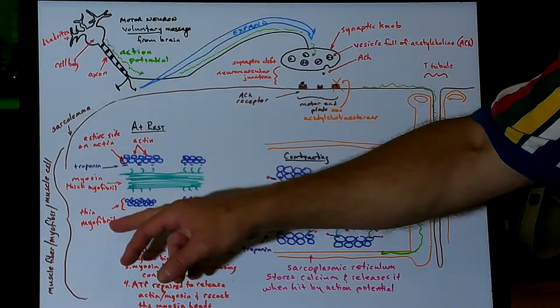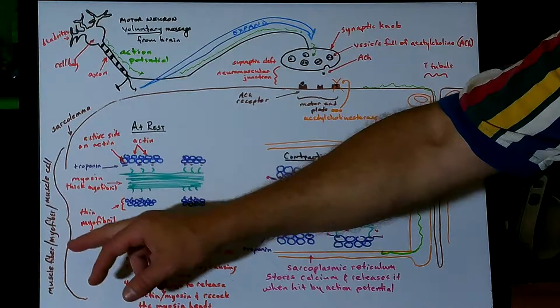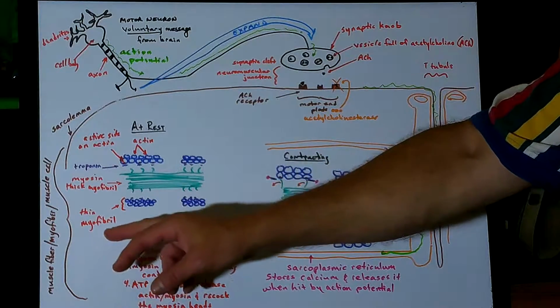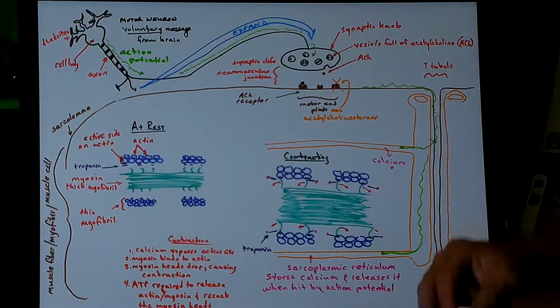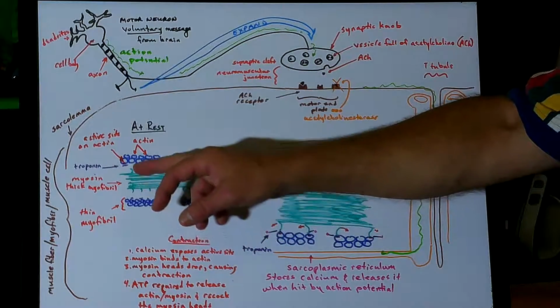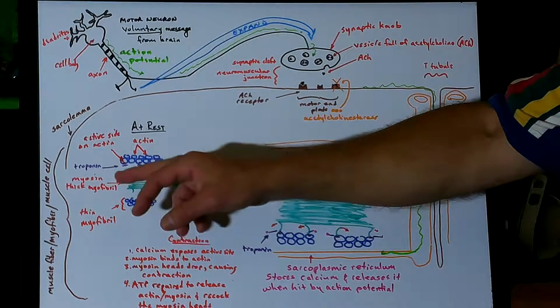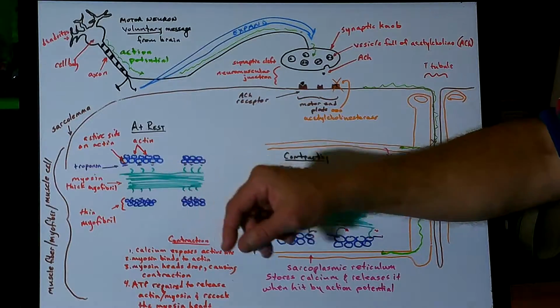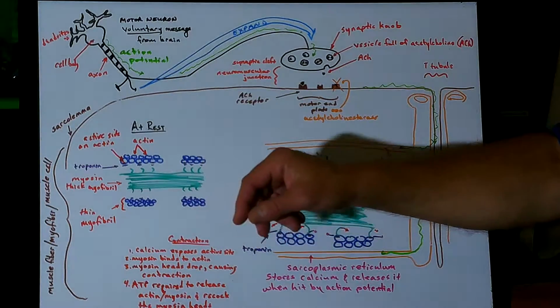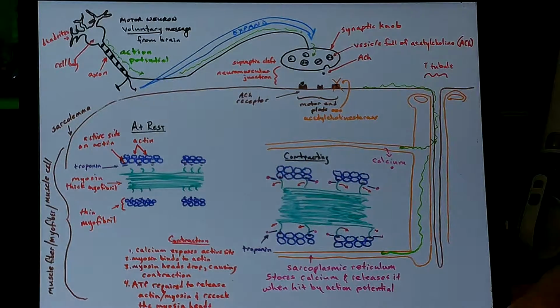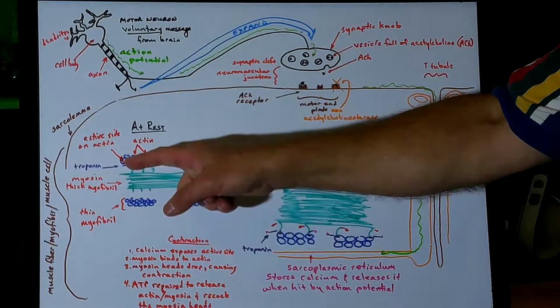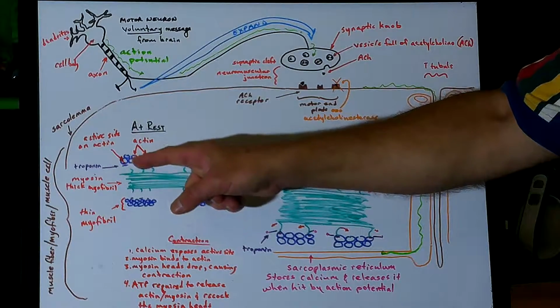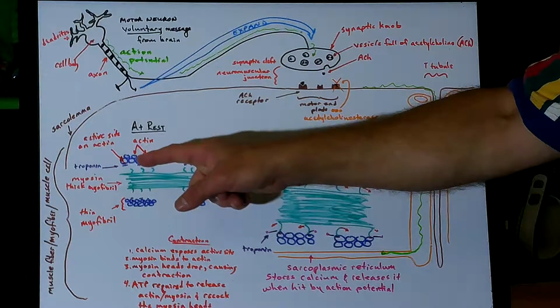Don't get fibril mixed up with fiber. A fiber is a muscle cell. A fibril are proteins inside, and they come in two flavors, thick and thin. The thick myofibrils are called myosin. The thin myofibrils are actually several different proteins. The big two players are actin and troponin. And what troponin does is it sits down right on top of this active site of actin.